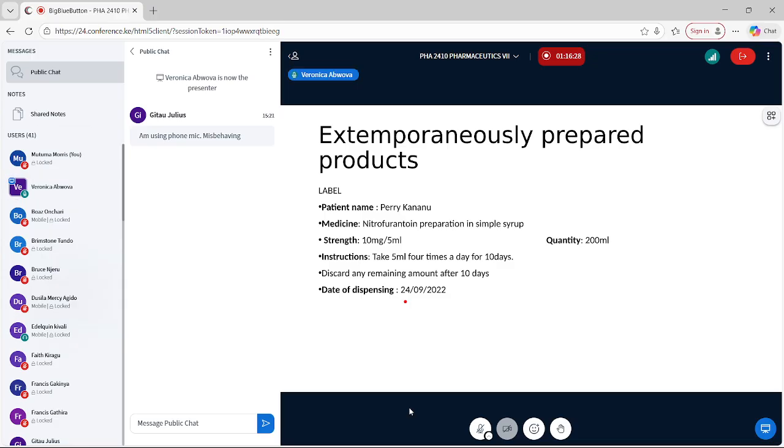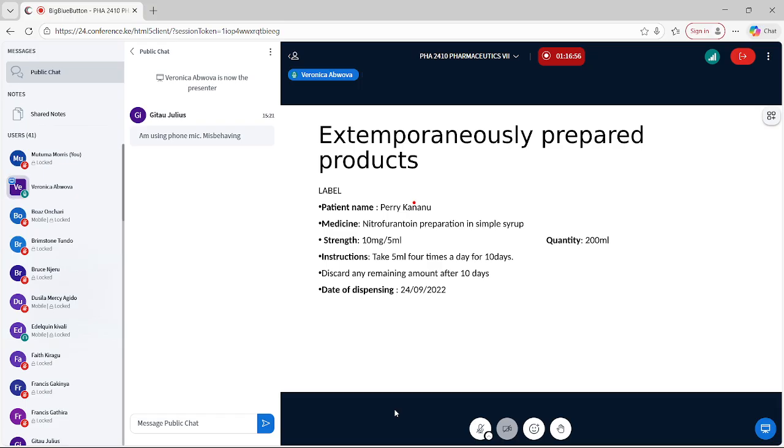Can you notice anything missing? Anything that is a legal requirement? Anybody notice what is missing? The name of the pharmacy. The name of the pharmacy, yes, okay? So the name of the pharmacy is missing here.